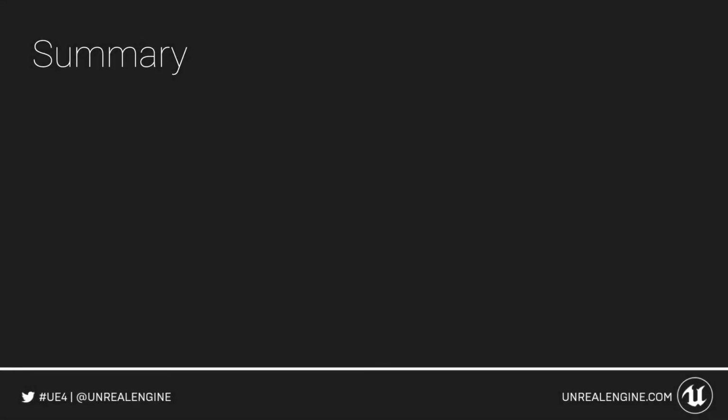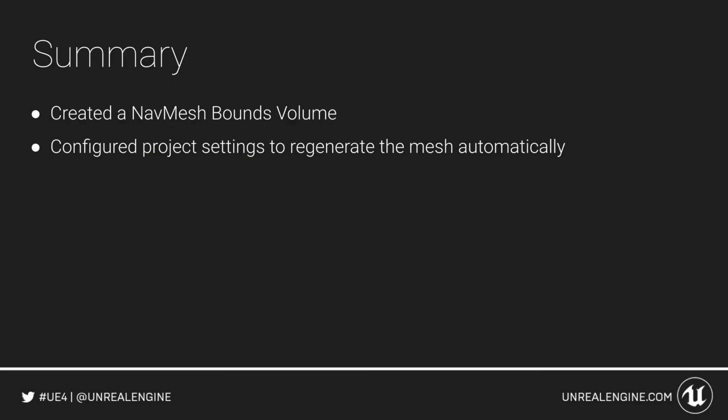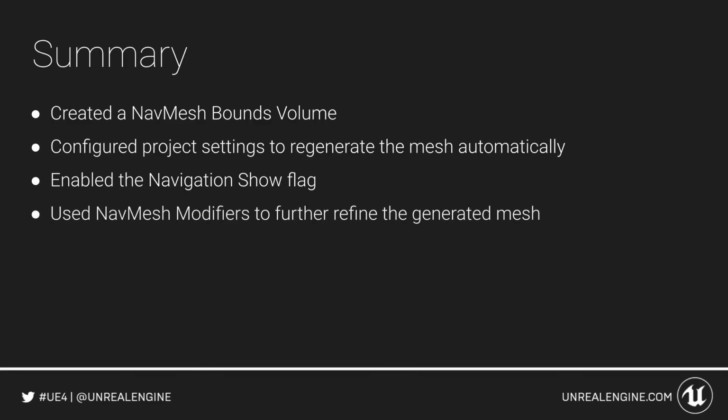In this video, we took our first step towards having the AI being able to navigate the level. We created a NavMesh bounds volume and configured the project settings to regenerate the mesh automatically when we made any relevant changes. We then enabled a navigation show flag in the viewport so that we could visualize the mesh and confirm that it was creating the shape that we expected. We finished up by seeing how we can use NavMesh modifier volumes to further refine our generated mesh.